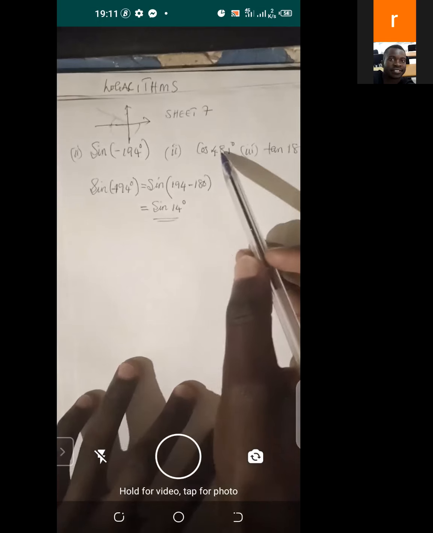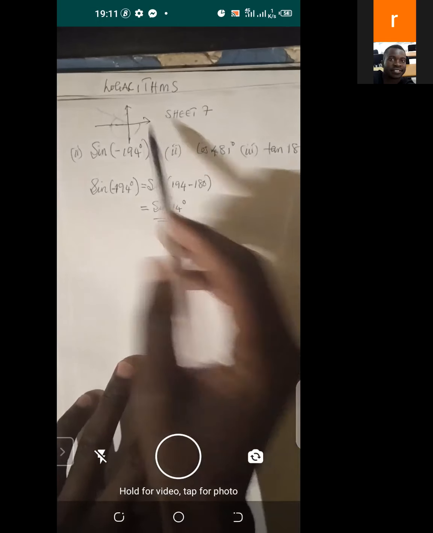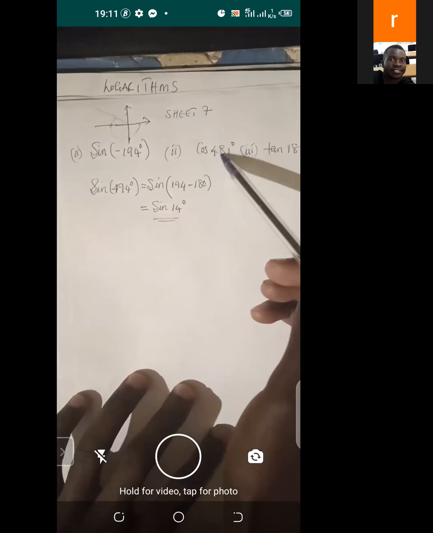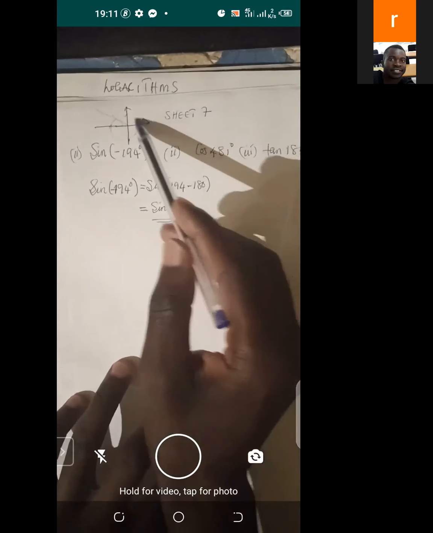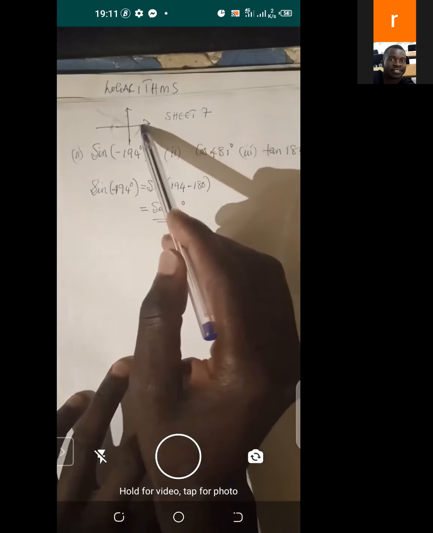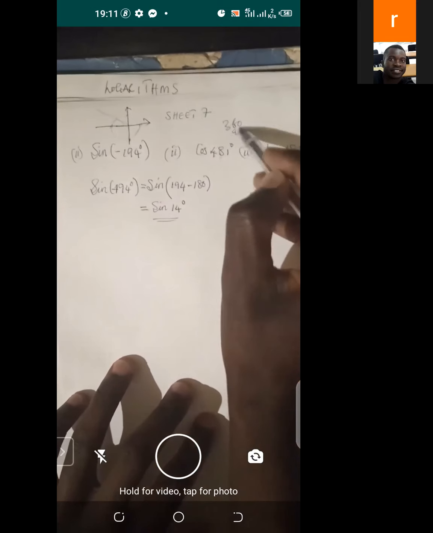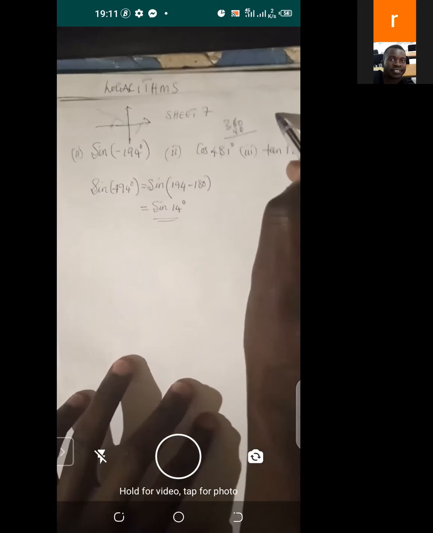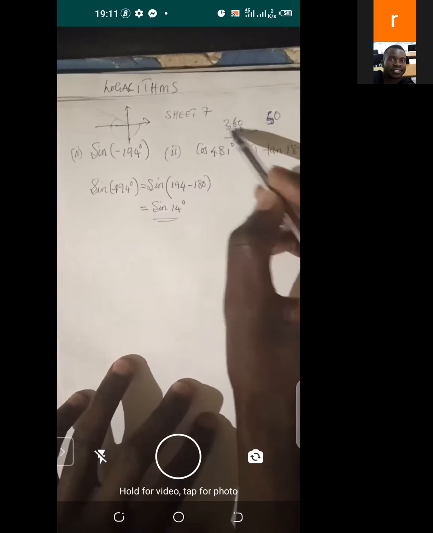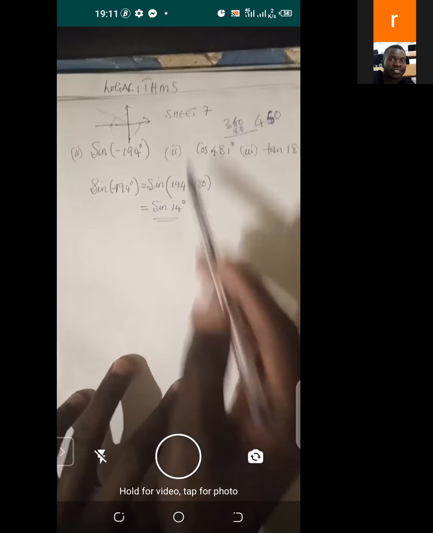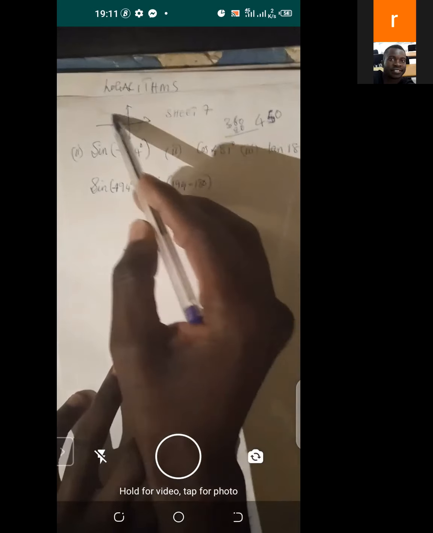Then even this one, 481. So this one is more than 360. So you are going to start from here up to 360, then you go 360 plus 90. So just check, 360 plus 90, you get 450. So it is in the second quadrant as well.